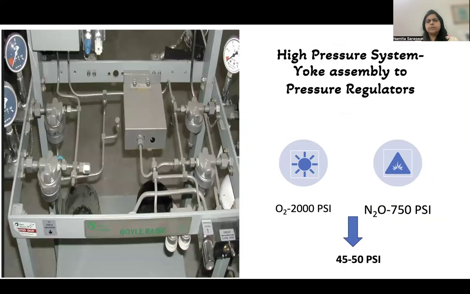Coming to the high pressure system, as we have already discussed, it starts from the yoke assembly to the pressure regulator, and it comprises a system where the gases are delivered at the cylinder pressure. Knowing the cylinder pressure, you should know that the oxygen cylinder has a pressure of 2000 psi, and nitrous oxide has a pressure of 750 psi. So when the high pressure system reaches the intermediate pressure system, this pressure is reduced to 45 to 50 psi.